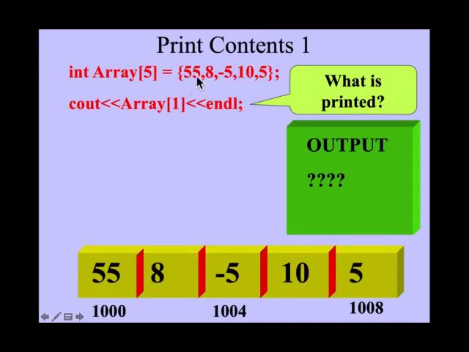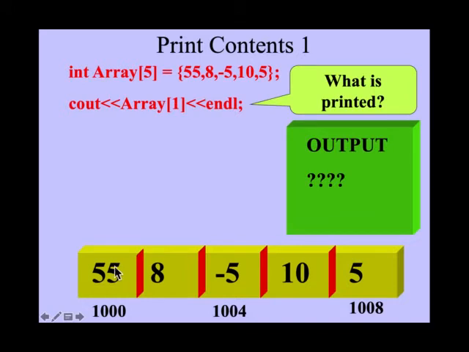We have put these values there: 55, 8, minus 5, 10, and 5. And now reading means we're just going to take their content and print them out in any order we like. So program statement cout array 1.